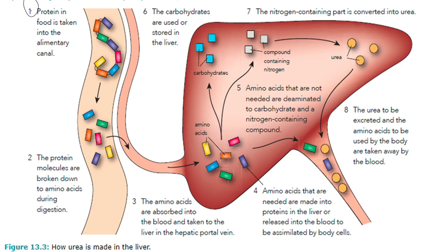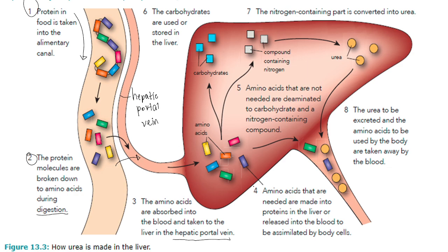The protein in the food is taken into the alimentary canal. It's coming down like this, the food you have eaten. The protein molecules are broken down to amino acids during digestion. Then the amino acids are absorbed into the blood and taken to the liver in the hepatic portal vein. So this is the hepatic portal vein. Okay, it goes to the liver.